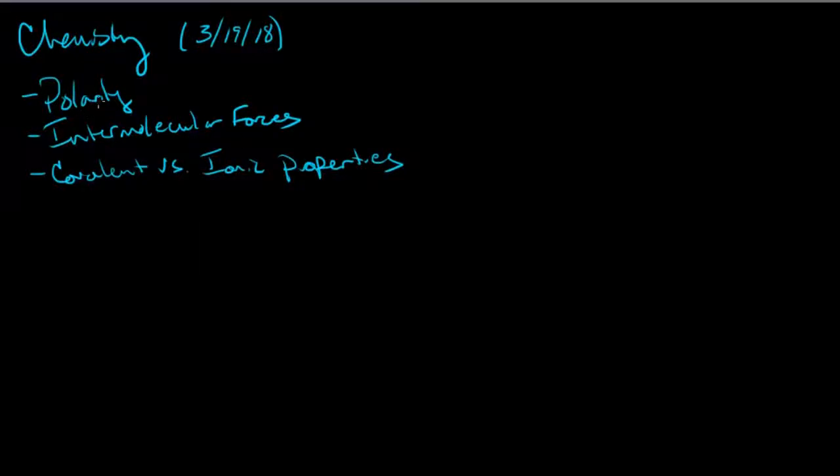Here we go. First thing we need to talk about is polarity. And then after polarity, we talk about intermolecular forces. And then we need to talk a little bit about covalent versus ionic properties of covalent versus ionic compounds.